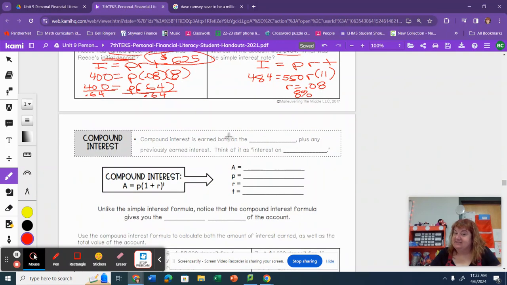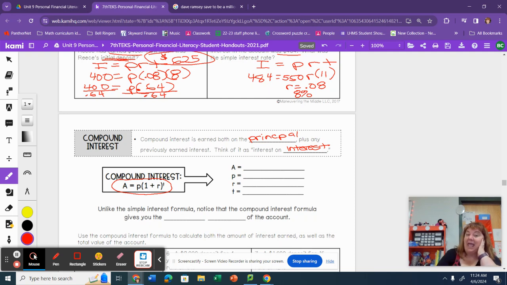Now, compound interest is a little bit different. Compound interest is earned both on the principal plus any previously earned interest. Think of it as interest on the interest. Okay. The formula is a little bit different. You don't have to memorize these formulas. They're on your formula chart.